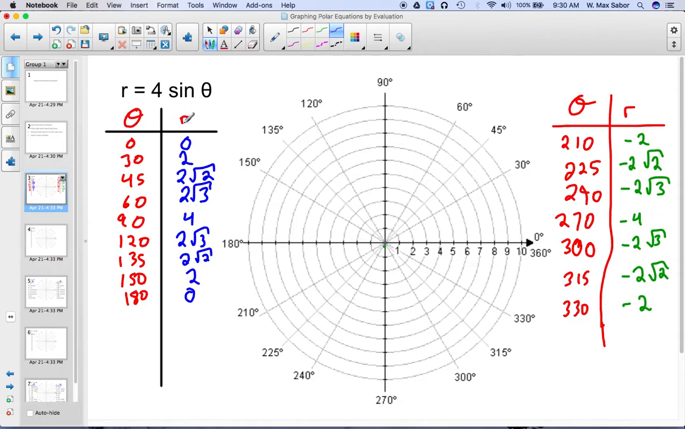Note that this is r and this is theta, and usually we write the points in the opposite order. Because theta was our input and r was our output, we wrote it like this. So 0, 0. 2, 30. 2 root 2, 45. That's a little bit less than 3 is 2 root 2. 2 root 3, 60. That's somewhere between 3 and 4. And then 90, 4.